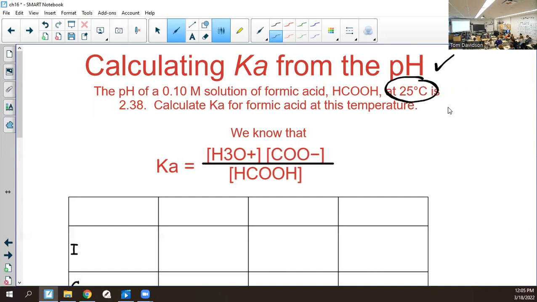All right, the pH is 2.38. Calculate Ka for formic acid at this temperature. We know that Ka is equal to this stuff over that stuff, correct?